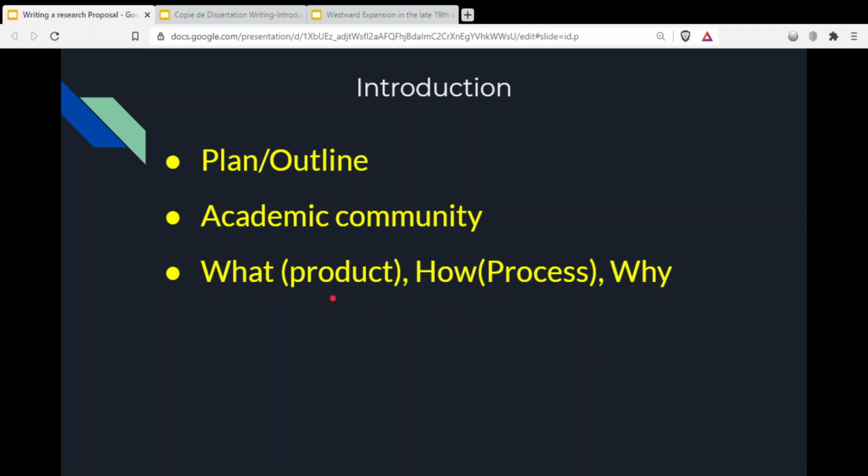So what are you going to write about? What is your research question? What is your topic? What is your issue? And what is your final product? What is it going to look like? Also, how are you going to write that? The second major question is the methodology.